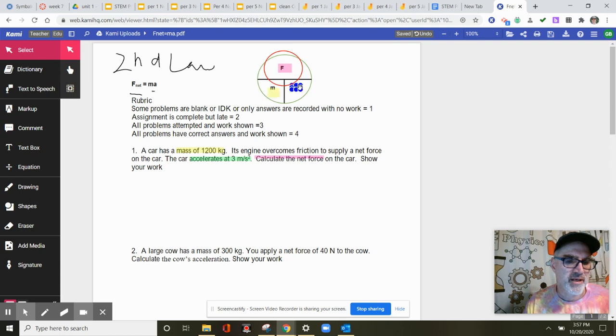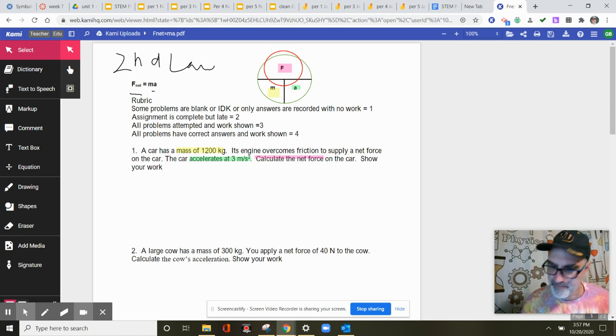So if the variables are next to each other like this, that's times. M times A. They're next to each other, like multiplying things together, like having parentheses around them. So in this problem, I know the mass, I know the A, I multiply them together to get the net force. That's it. You multiply the mass times the acceleration. Calculate the net force, and show your work right here.